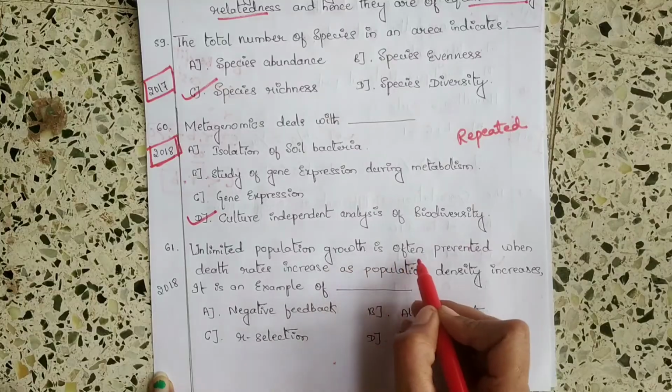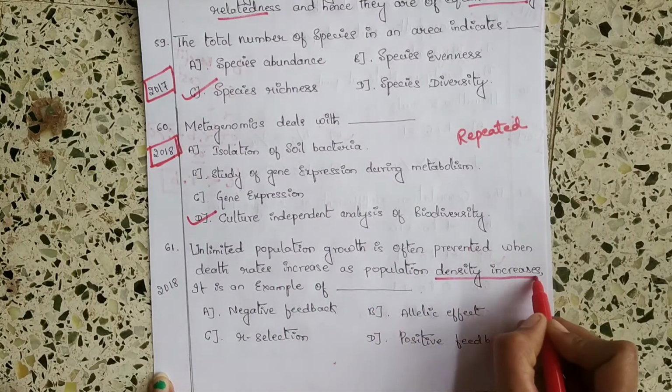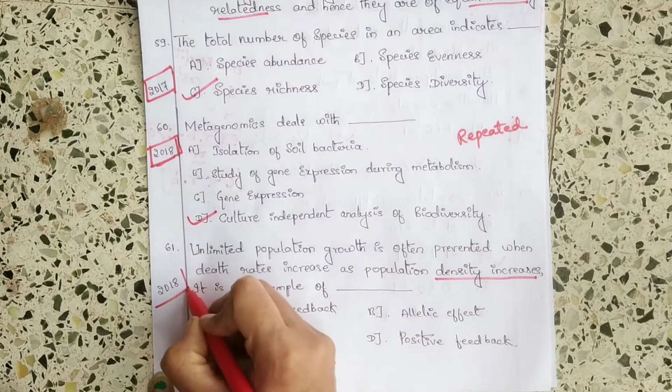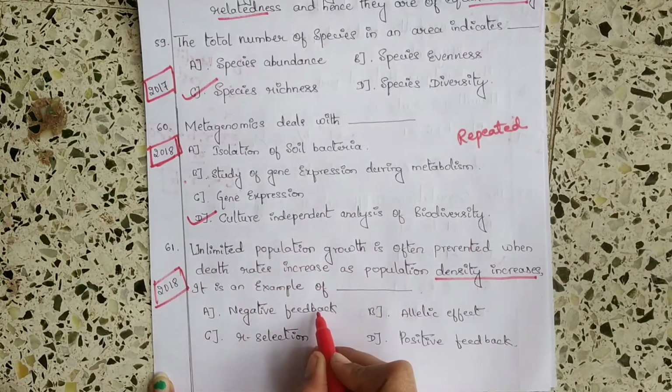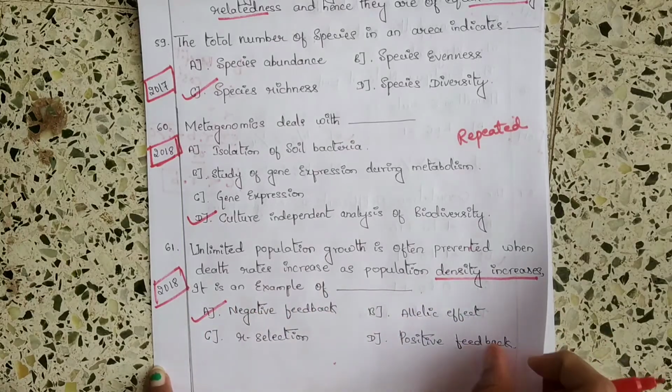Unlimited population growth is often prevented when death rates increase as population density increases. It is an example of which? This was asked in the year 2018. Option A, negative feedback. Option B, allelic effect. Option C, R selection. Option D, positive feedback. The correct answer for this is option A, that is negative feedback.